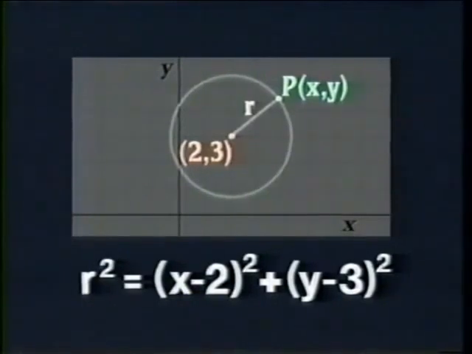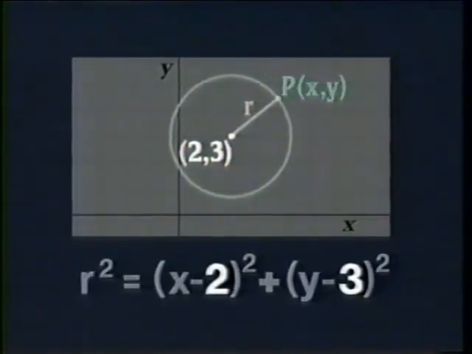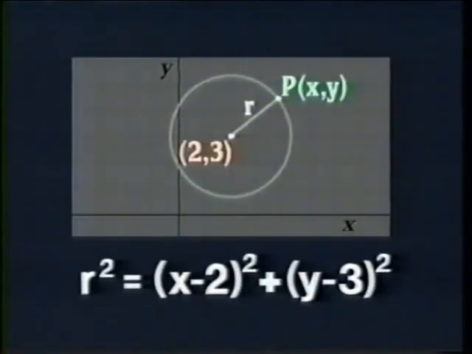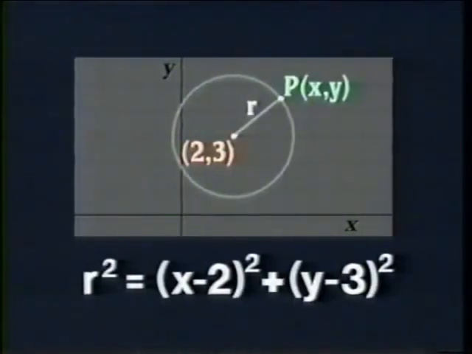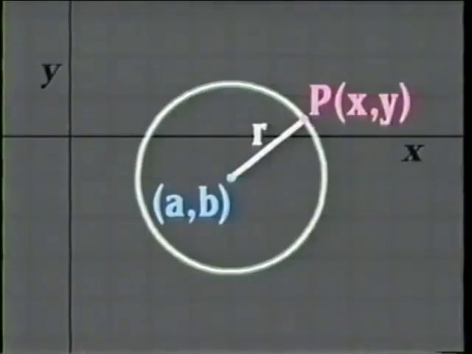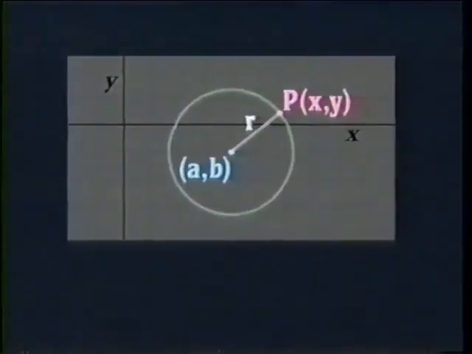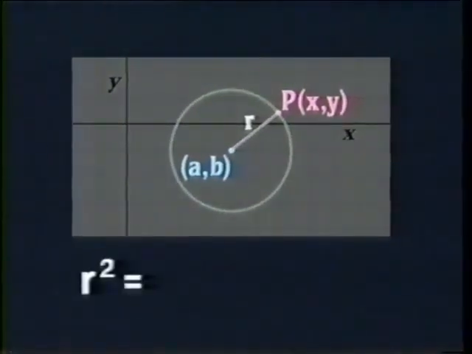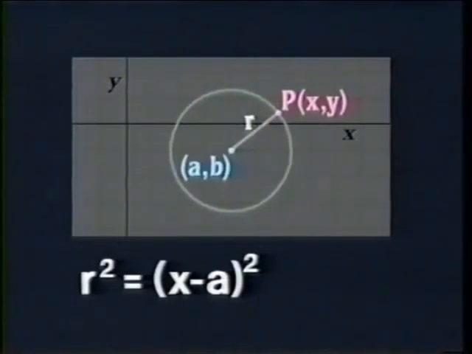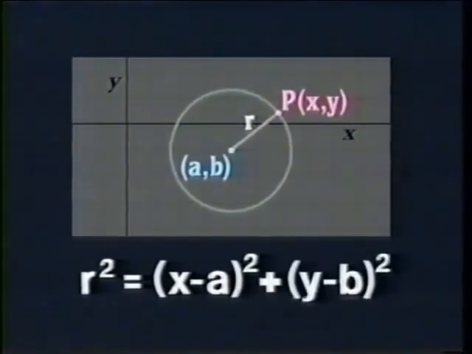Notice how the equation displays the original given information, with 2 and 3 being the coordinates of the center. So, the general equation for a circle of radius r and center at point (a, b) is r squared equals (x minus a) squared plus (y minus b) squared.